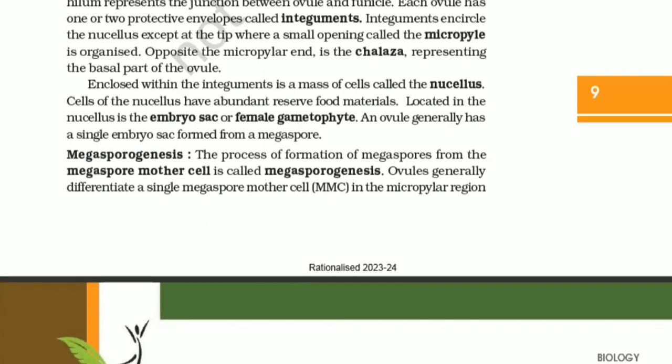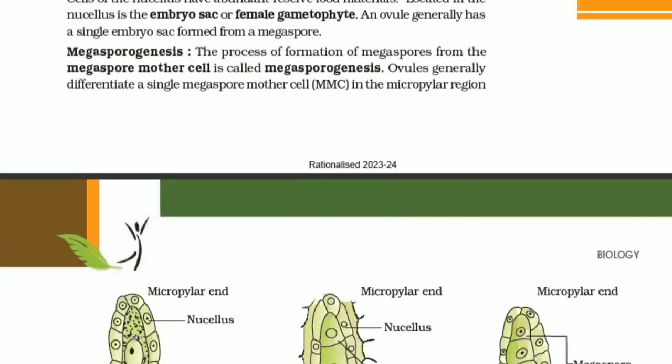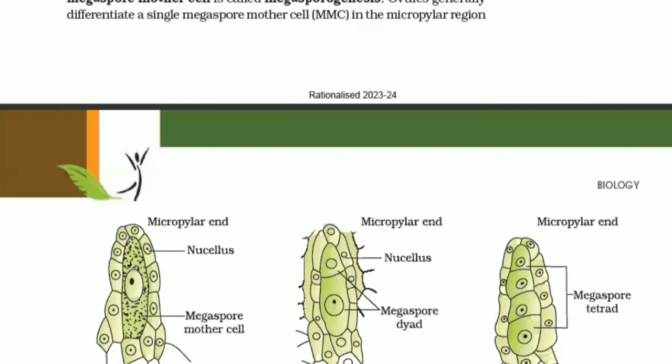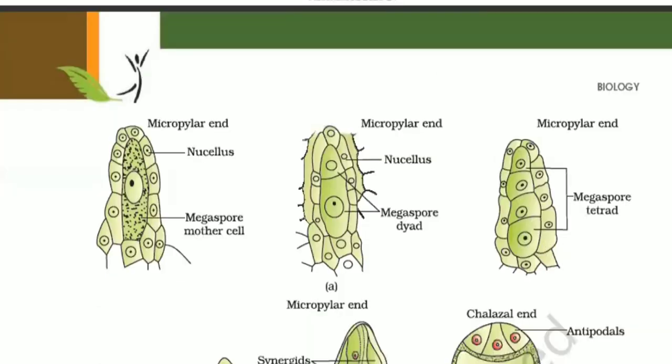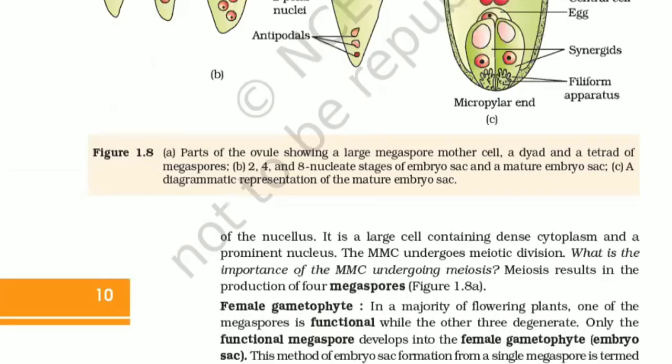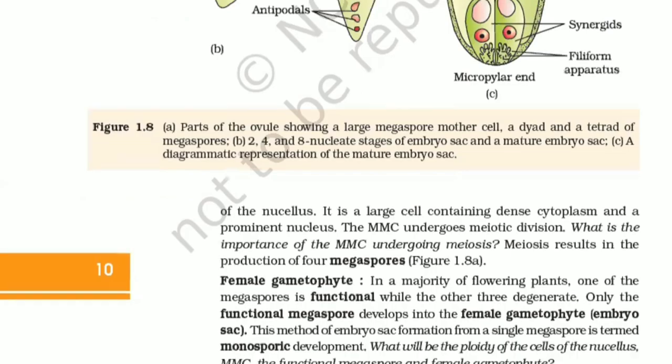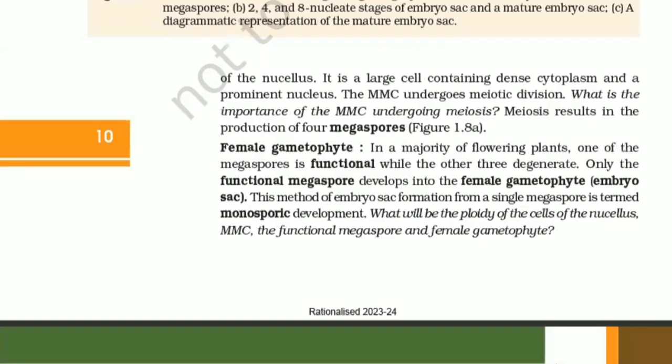Megasporogenesis. The process of formation of megaspores from the megaspore mother cell is called megasporogenesis. Ovules generally differentiate a single megaspore mother cell in the micropylar region of the nucellus. It is a large cell containing dense cytoplasm and a prominent nucleus. The MMC undergoes meiotic division. What is the importance of the MMC undergoing meiosis?